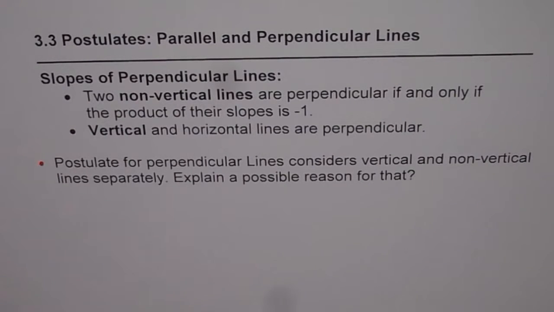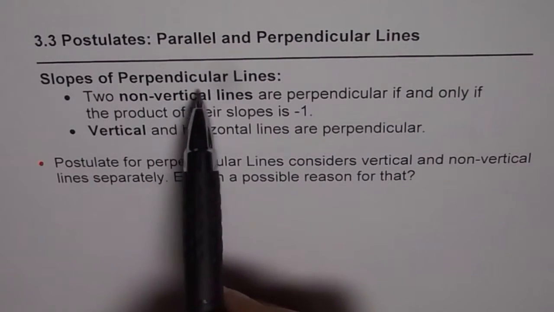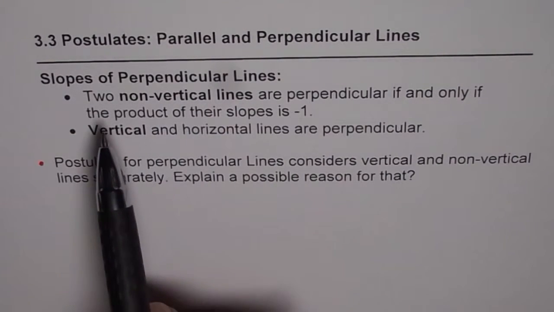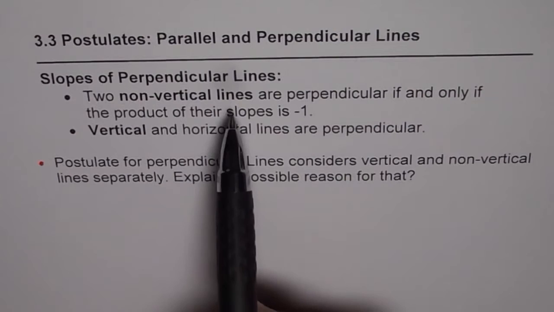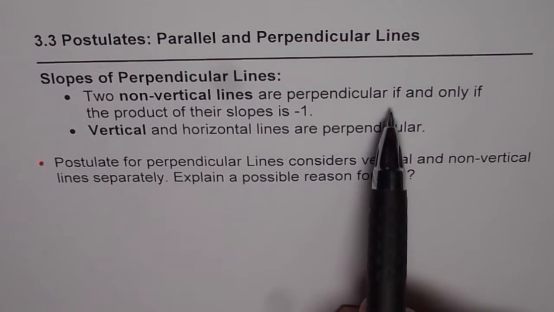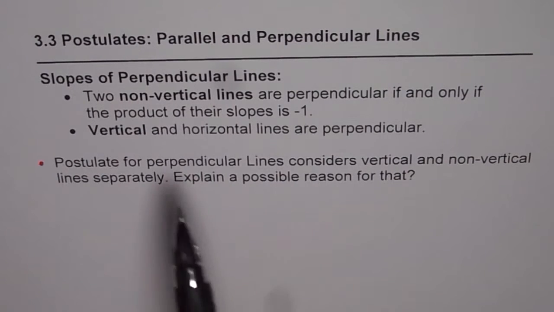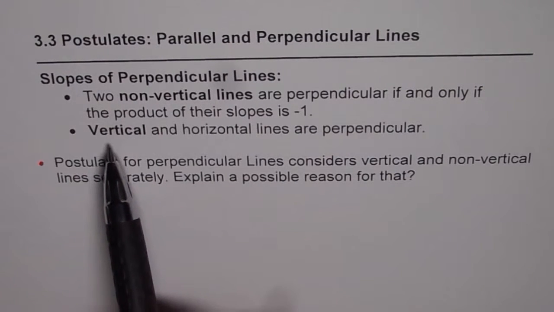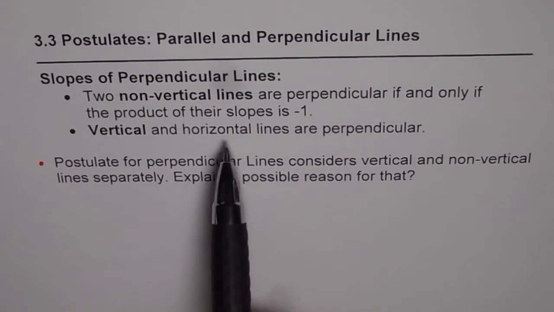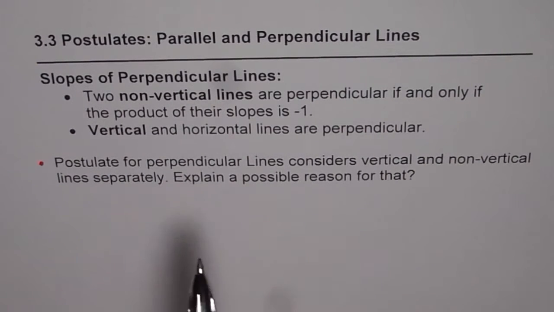Now, as you know, for slopes of perpendicular lines, the postulate is: two non-vertical lines are perpendicular if and only if the product of their slopes is -1. And the second part to this is that vertical and horizontal lines are perpendicular.